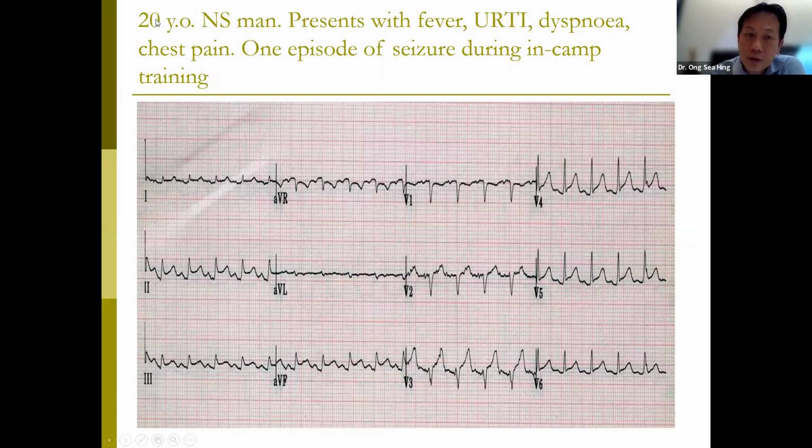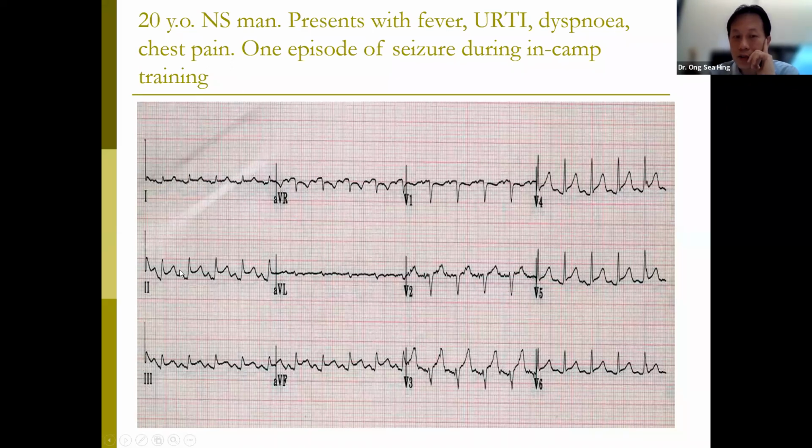This is a 20-year-old national serviceman, in Singapore we have national service, who presents with fever, flu, dyspnea, and chest pain, and one episode of seizure during his in-camp training. This is his ECG, another example of ST elevation. You see ST elevation in V2, V3, AVF, and ST elevation in V3, V4, V5, and V6. In a 20-year-old guy, most of us will not think of a heart attack or myocardial infarction. With fever and chest pain, most of us will know that this is acute pericarditis.